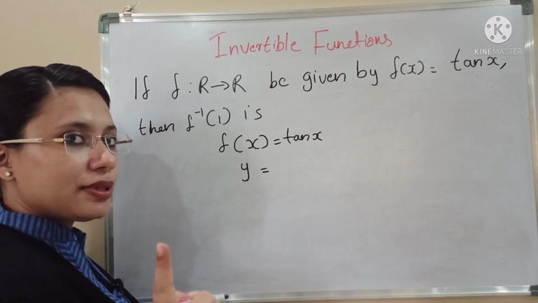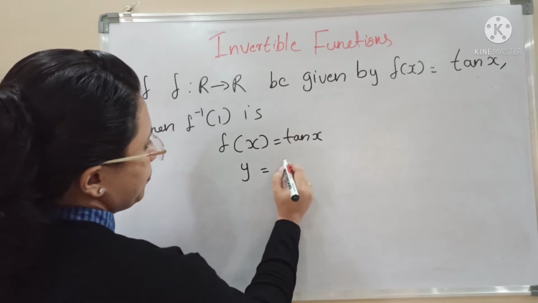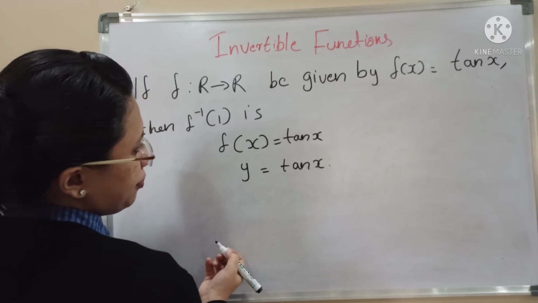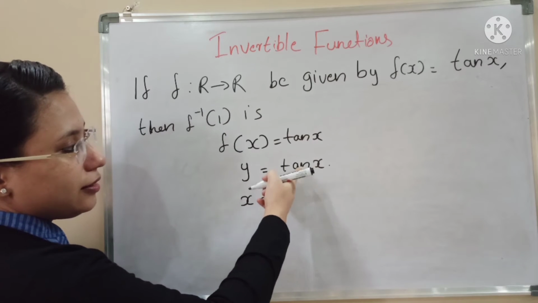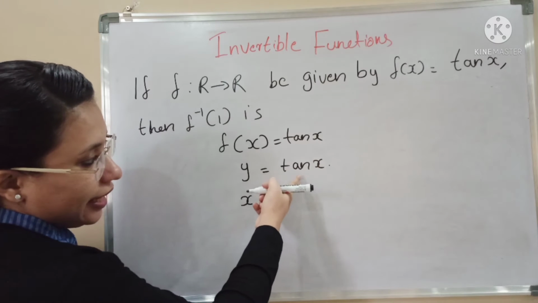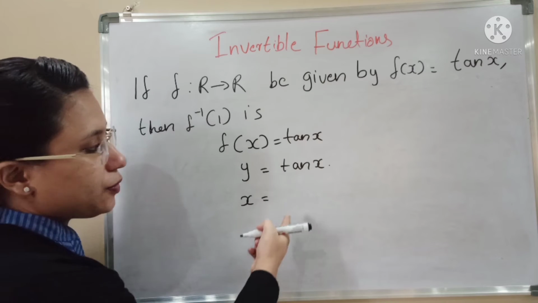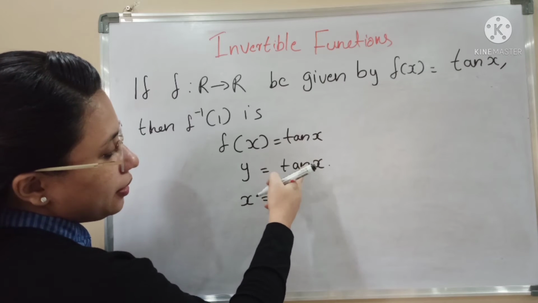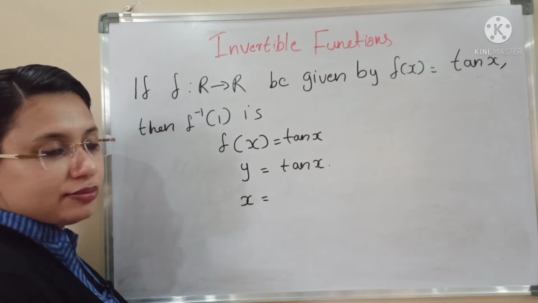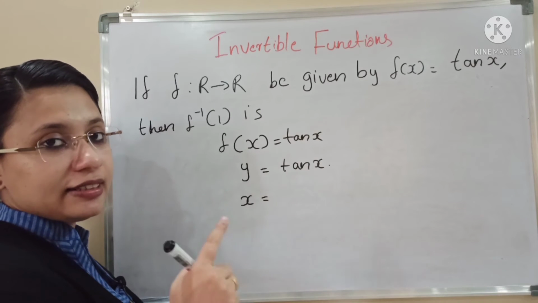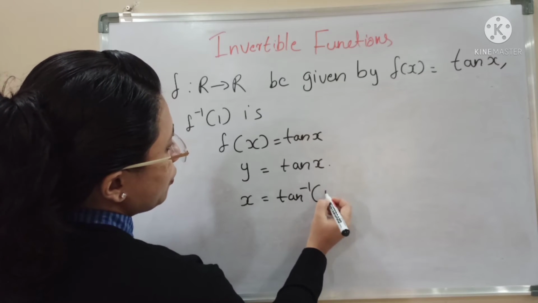So first step is convert this function in terms of y. So x will be equals, if it is tan x, if we take tan to the other side, what will happen? This is multiplication. Okay, so tan x, if we take to the other side, what will happen? Tan will turn as tan inverse. So tan inverse of y.